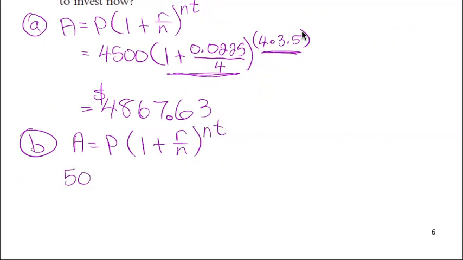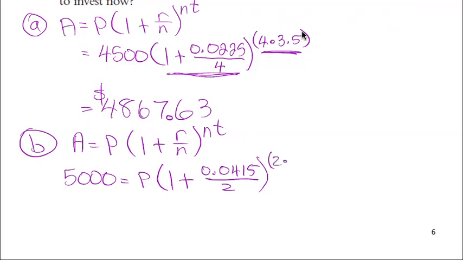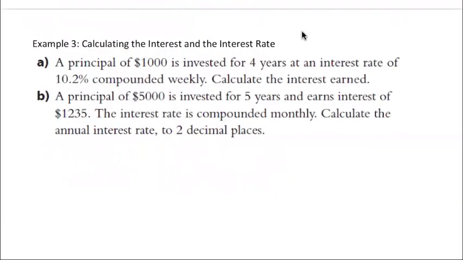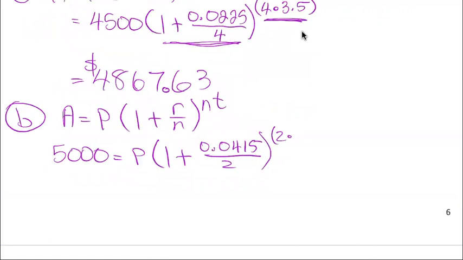I know that I need $5,000 at the end. My principal, I don't know. My interest rate was 4.15%, so 0.0415 divided by N. Semi-annual was 2, all raised to the power of 2 times how many years? 5 years, right? 5 years' time. 5,000 equals P times all of this worked out.